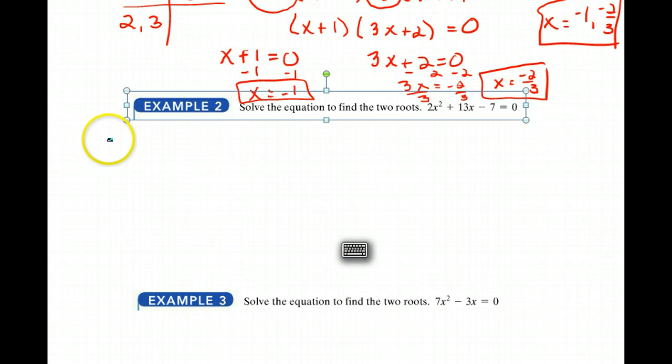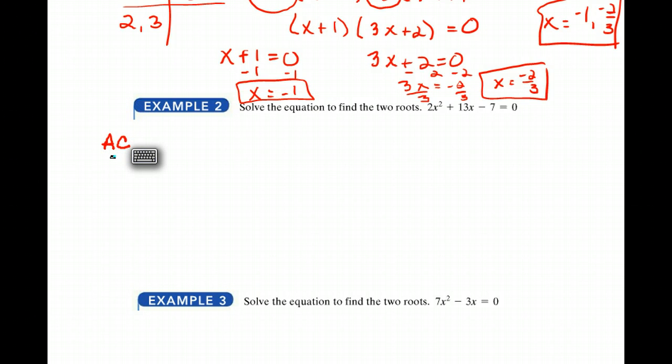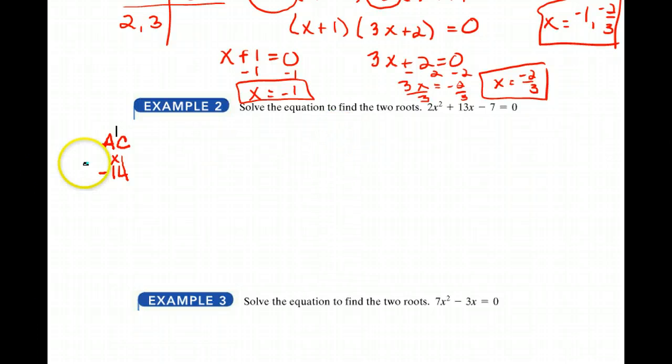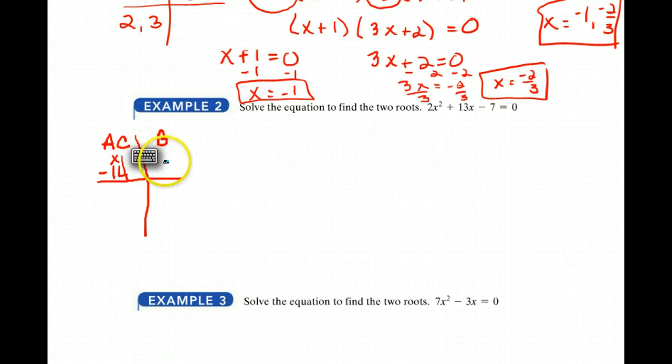The AC method. So we're going to first start by multiplying A times C. So 2 times -7 makes -14. We want numbers that are going to multiply to -14 and add to the number that's in the position of B, which is +13. So what kinds of numbers are going to multiply to a negative yet add to a positive? Well, we could try 14 and -1. If we multiply those, we get right back to -14, and if we add them, we get to +13.